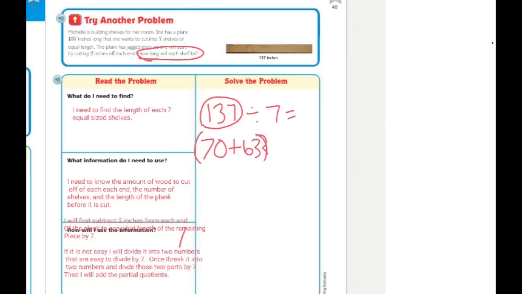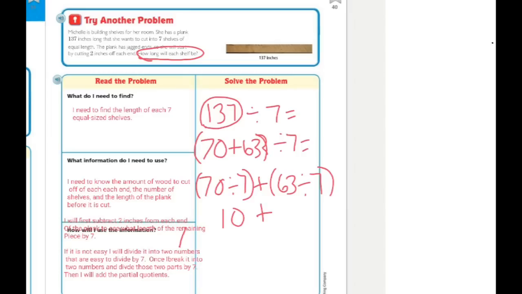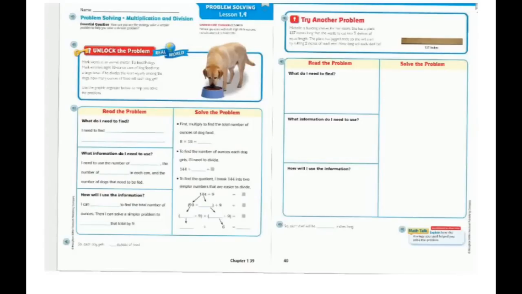So I could say 70 plus 63 is the same thing as 137 divided by 7. So if I'm doing this now, I'm going to have 70 divided by 7 plus 63 divided by 7. Well, 70 divided by 7, I already said, is 10. And then I bring down my plus sign. And 63 divided by 7 is 9. So 10 plus 9 is 19. Therefore, 137 divided by 7 equals 19.